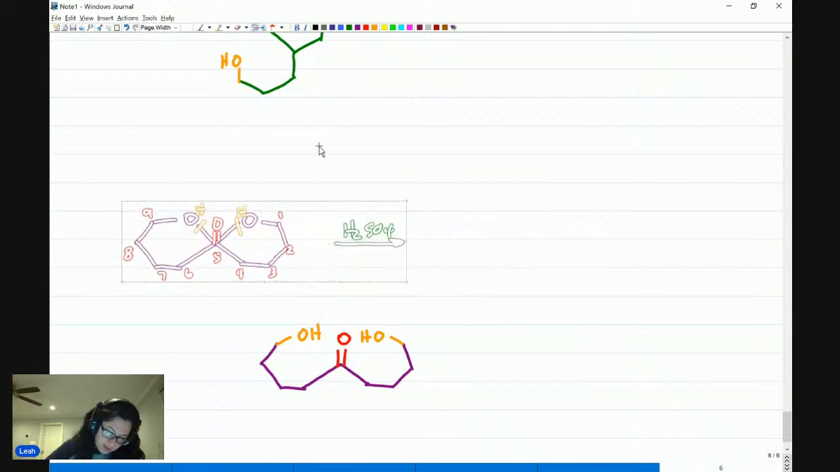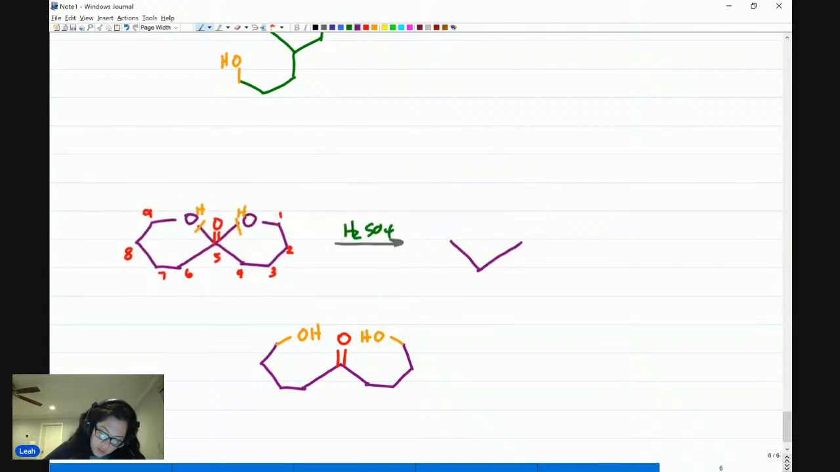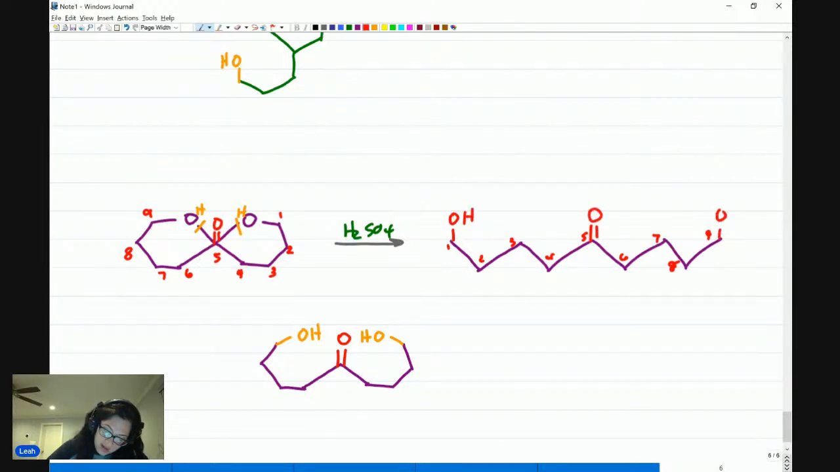Room for that. And that is 1, 2, 3, 4, 5, 6, 7, 8, 9. What do I have? Carbon 5 is a carbonyl right there. Carbon 1 has an alcohol. 9 has an alcohol. And this right there, it's the same thing. It's just drawn in a different way.